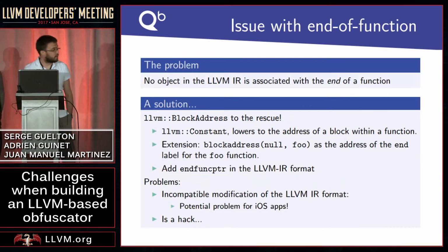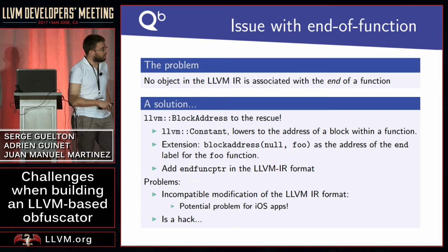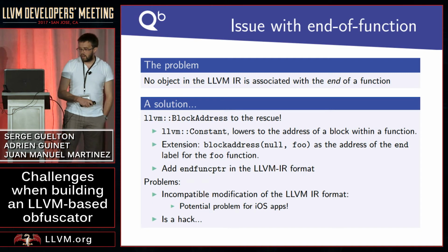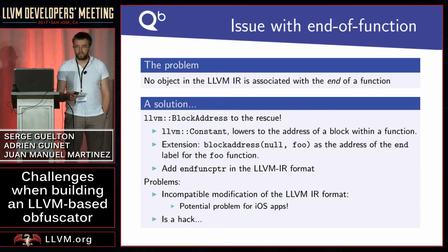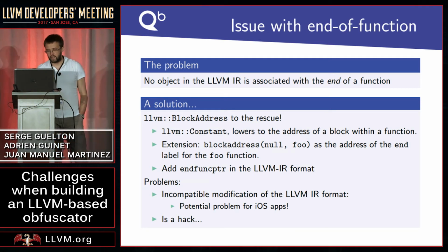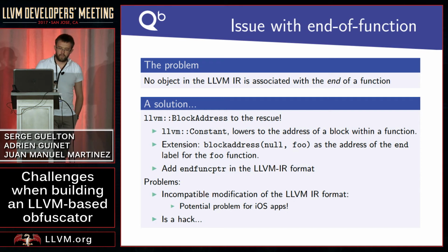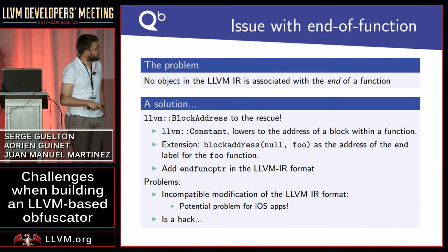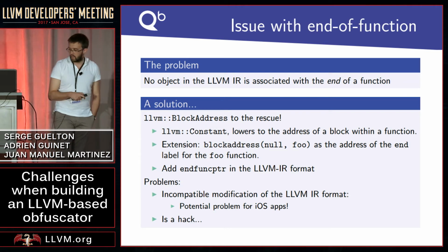So one solution is to derive from LLVM block address. LLVM block address is an LLVM constant object. It lowers to the address of the block in the function. It has been implemented in LLVM to support indirect gotos. It's an extension from GCC. And so we just say, okay, if I'm asking for the null basic block, just give me the address of the end of the function. And so we add a new object in the LLVM-IR, which we call end-function pointer, which basically does that.